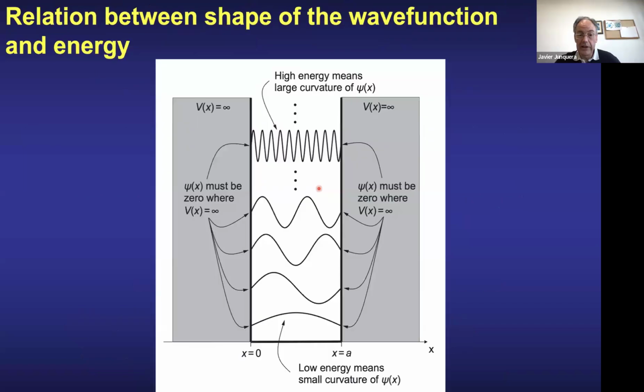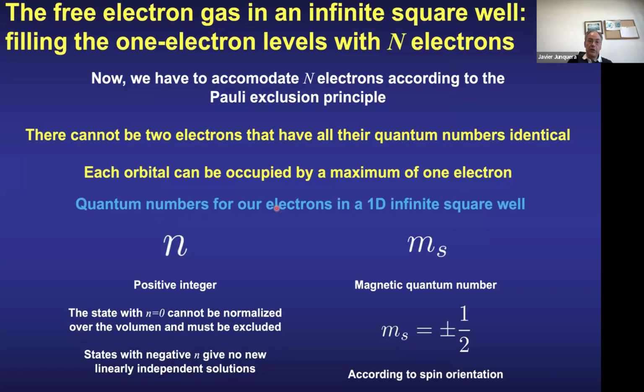So now we have the solution, and now the thing is that we have to accommodate n electrons in these wave functions that are the solutions of my free electron gas confined in the box. So now we have to take into account the Pauli exclusion principle that tells us that there cannot be 2 electrons that have all their quantum numbers identical. And as a consequence of the Pauli exclusion principle, each orbital, each eigenstate of my Hamiltonian, can be occupied with a maximum of 2 electrons with opposite spin.